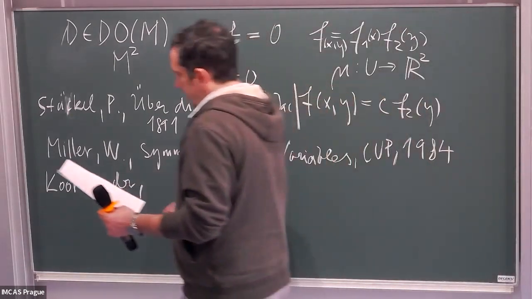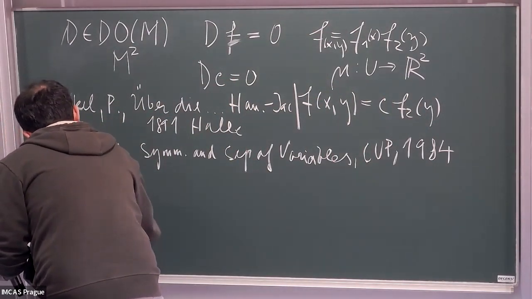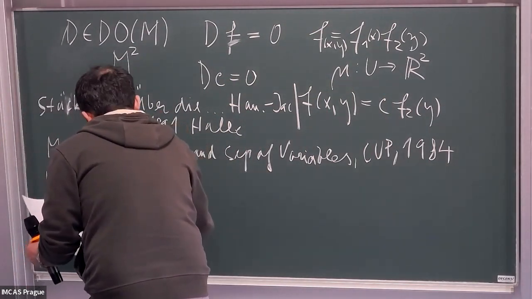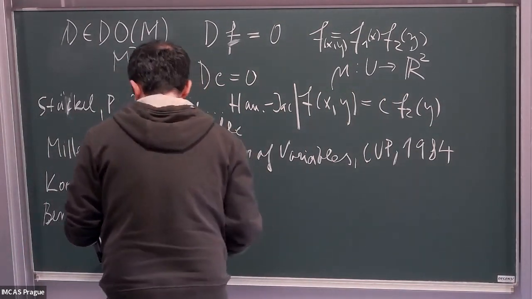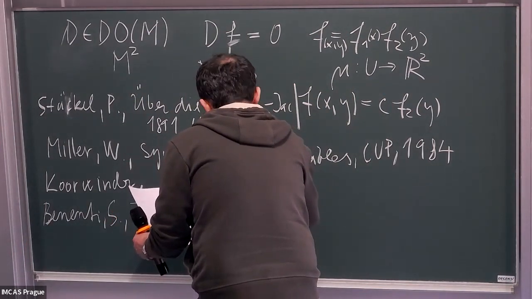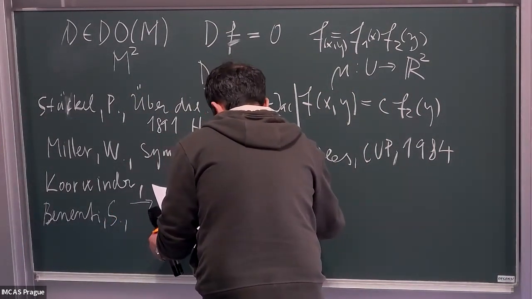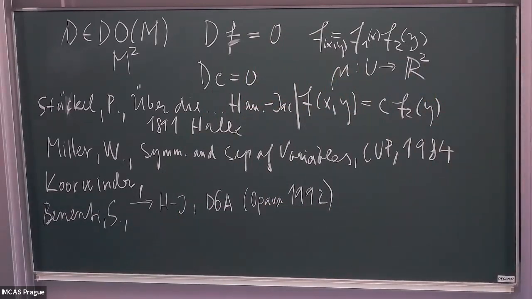Then Benenti, which is quite popular among geometers, also connected to Hamilton-Jacobi, for example in the DGA proceedings, the Differential Geometry and its Applications conference in Opava, 1992. And then the article of Michael Eastwood, Higher Symmetries of the Laplacian, in Annals of Mathematics, 2005. And then also Costanza.